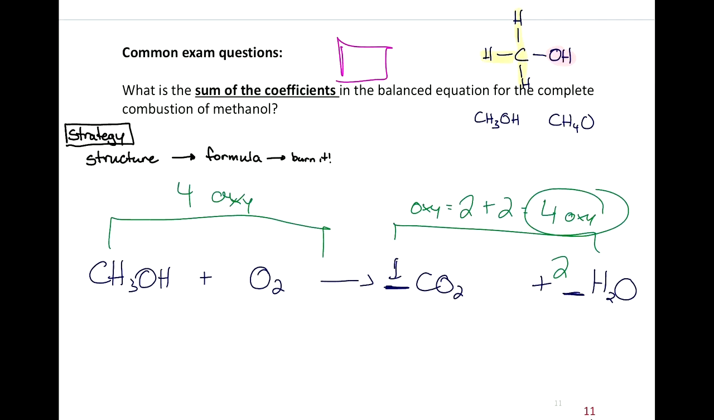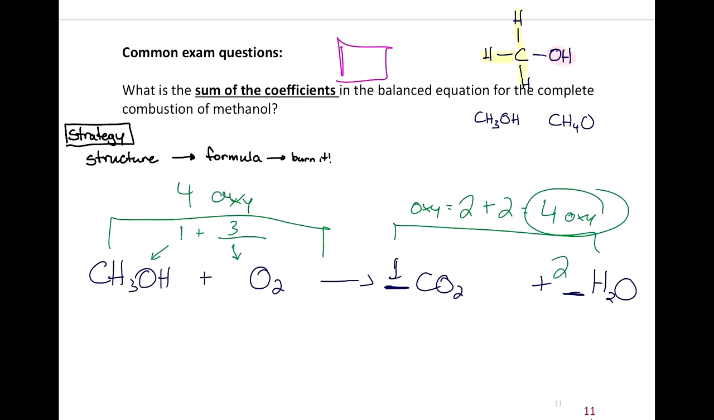I need a total of 4 oxygen atoms on my reactant side, and the goal here is to just adjust the coefficient on oxygen gas. We want to keep methanol as a coefficient of 1. Methanol is giving me 1 oxygen already. So how many oxygens need to come from O2 to make this all balanced? 3. Yep, 3.